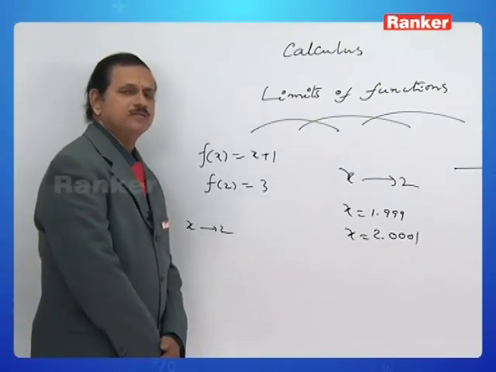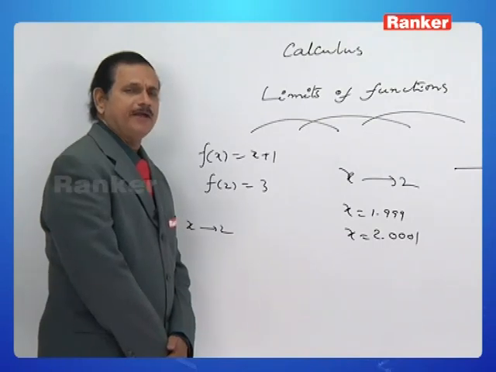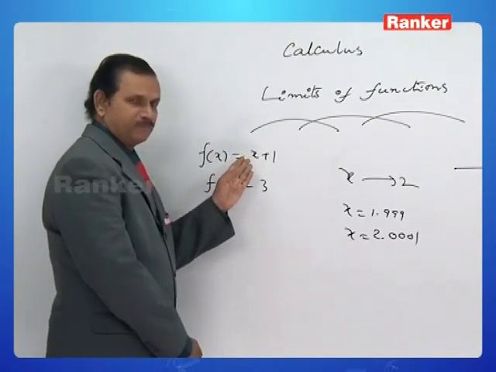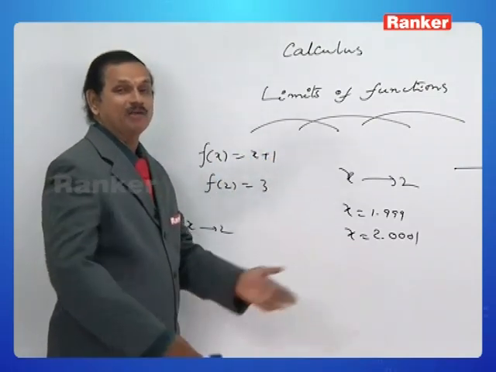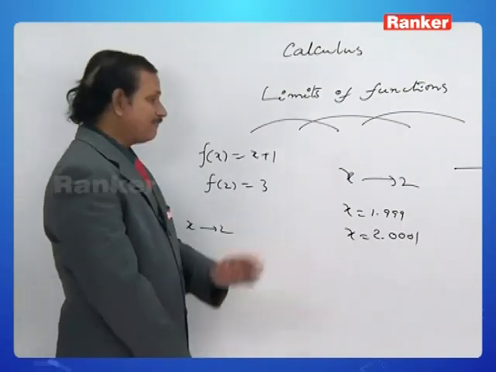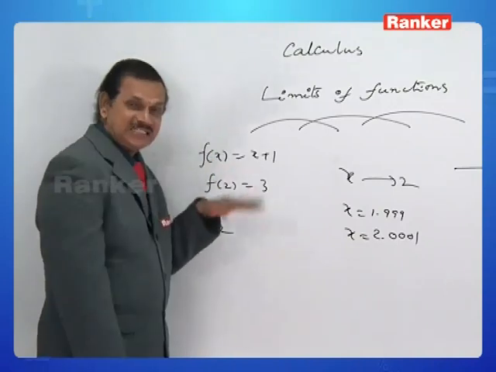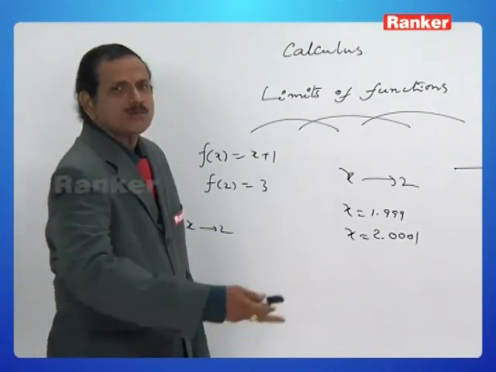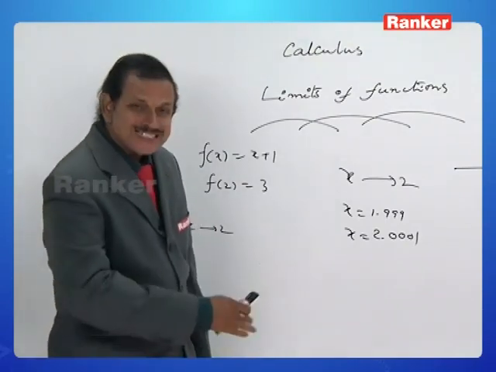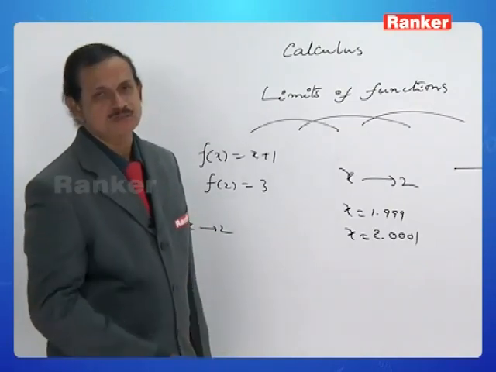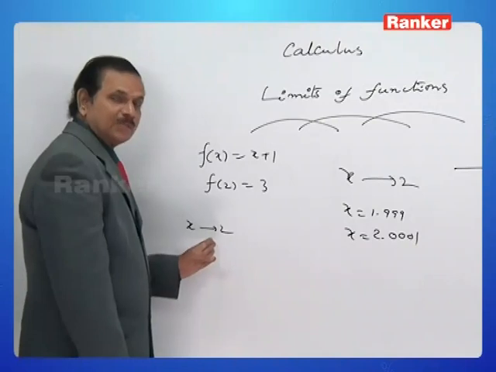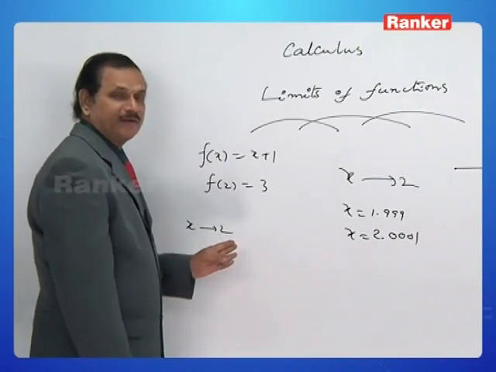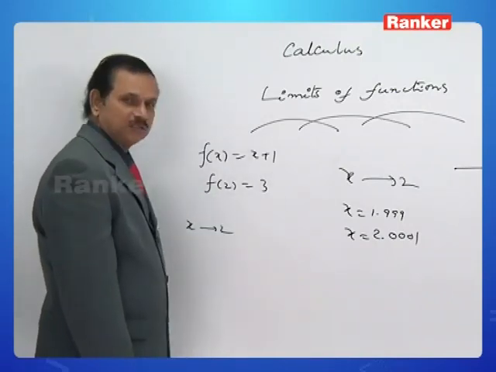X tends to 2 means X might be 1.999999. Then what is f of X? 1.999999 plus 1, 2.99999, approximately 3. So the left hand limit of f of x as x tends to 2 is, the limit means the approaching value, the value to which it approaches. As x is supposed to be 1.999 which lies to the left of 2, we say that the 2.9999 or the used value 3 is the left hand limit.